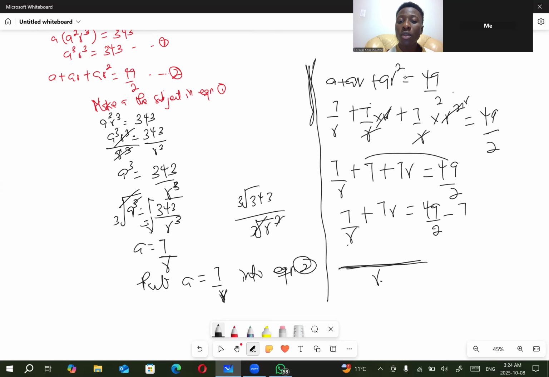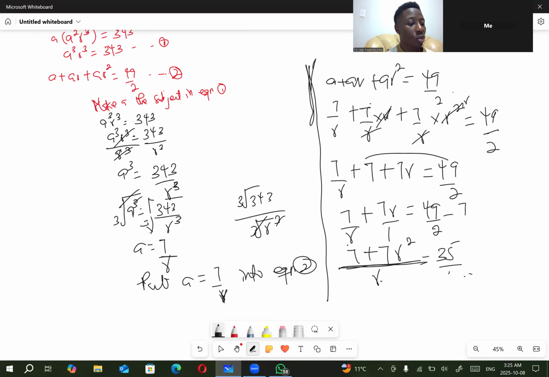R into R is 1. 1 times 7 is 7, plus 1 into R is R. R times 7R is 7R squared equals 49 over 2 minus 7 is what? LCM is 2, right? Guys, to be honest, I wish you tell me the final answer. Let's put this on the calculator, because the step is wrong, so no one will come and check that. 49 over 2 minus 7 is what? 35 over 2.